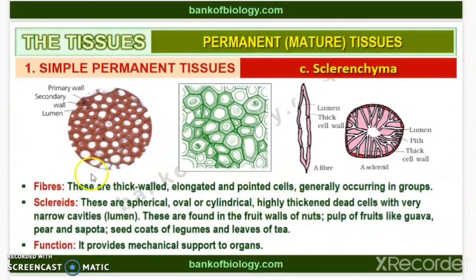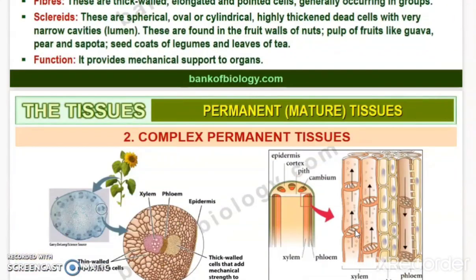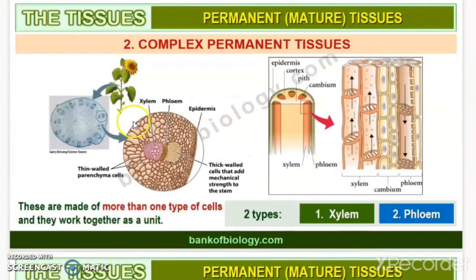And we saw how the structure of fibers will be and how the sclereid will be. And what is the function of the sclerenchyma? It provides mechanical support to the organs. Okay, now let us move on to the next part, children, which is the complex permanent tissue.